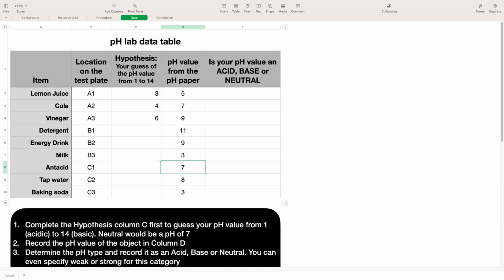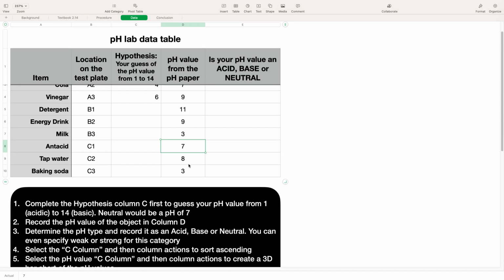So you're graded on the accuracy of your results. So now you have it in there. We just did record the pH value in this column with all the test strips. And now determine the pH type and record it as an acid, base, or neutral right here. Is this pH value of 9 an acid, base, or neutral? What is it? It's a base. It also says that you can specify that it's a weak or a strong base or a strong acid, so you could do that. Remember, they're weak if they're close to 7. So 9 would be a weak base.